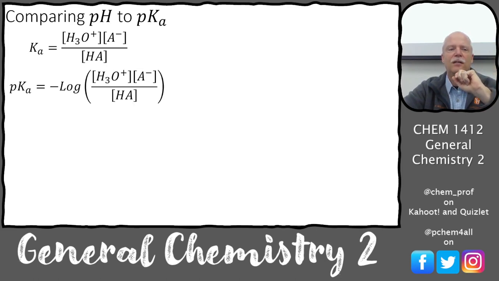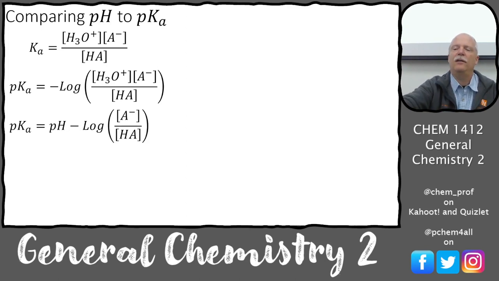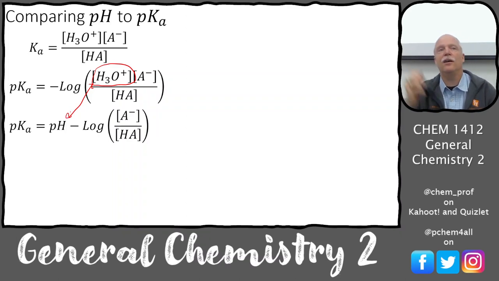So what if we took the minus log of both sides? We took the pKa. Now we have the minus log of 3 things. We could split that out into a sum. So let's split out the minus log of the hydronium ion concentration. If we split that out, that becomes pH, minus log of that. And then since this is a product inside the log, it becomes a sum. And so then we have this minus log of the acid piece and the base piece.